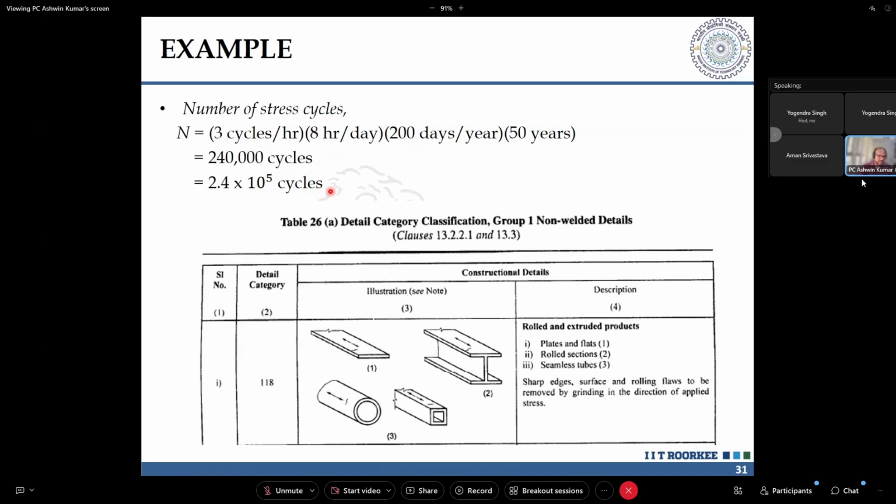The next data that I can gather is that it is ISMB 400 which is being used as the gantry girder we are looking at. So it's a rolled steel section, which means from that particular identification I can choose my detail category, which is 118. Understood?